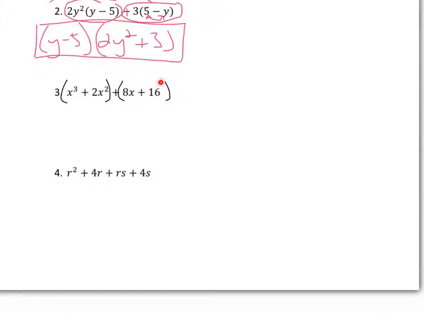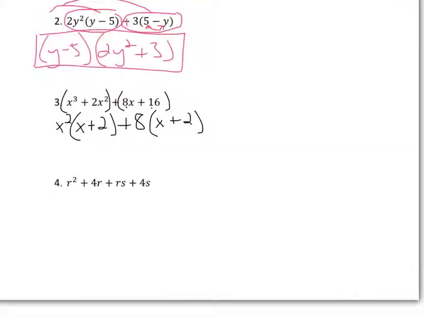So the greatest common factor in this first group is an x squared. Pull out x squared, and we're left with x plus 2. When you take x squared out of x cubed, you're left with an x. When you take x squared out of 2x squared, you're just left with a 2. So it looks like that. And the second one, my greatest common factor is going to be 8. When I take an 8 out of 8x, I'm left with x. And when you take 8 out of 16, I'm left with 2.